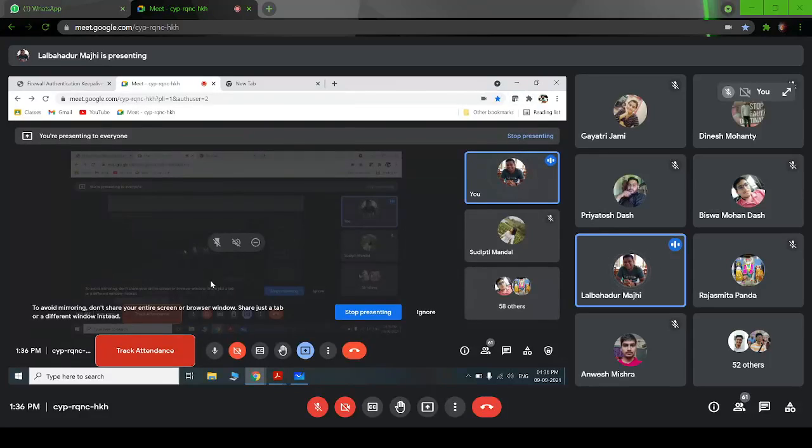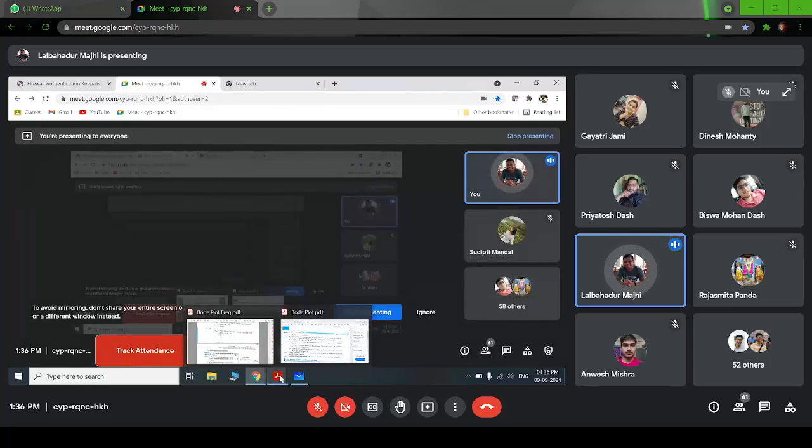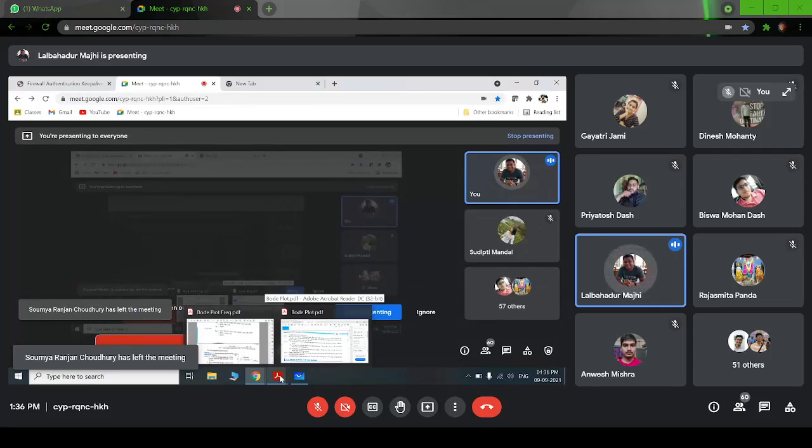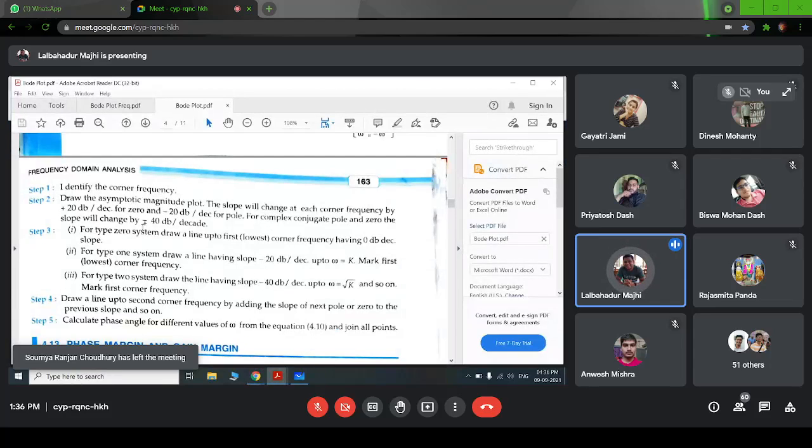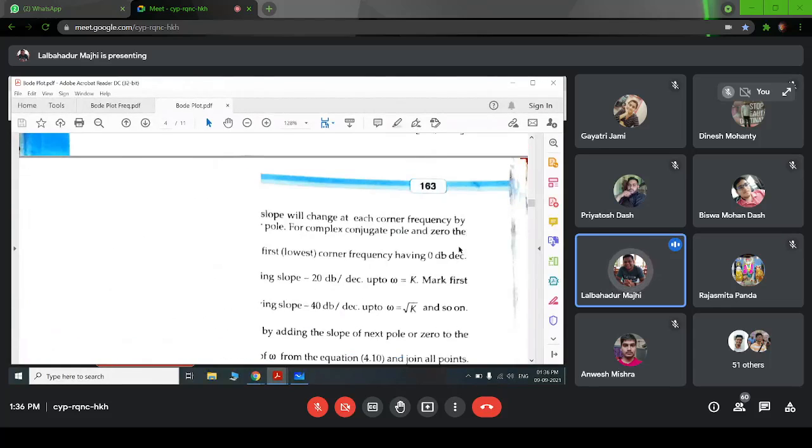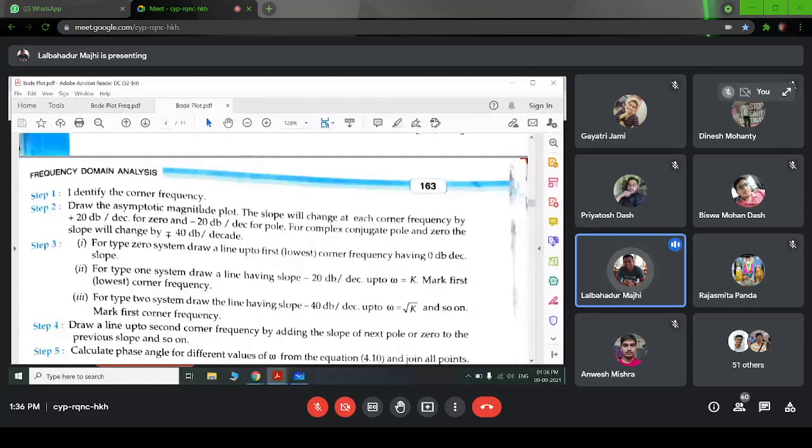We'll start again the topic Bode plot. Before going to Bode plot plotting, let's first discuss the steps that we have to follow while drawing this Bode plot. So first thing we have to do is to put s equal to j omega, right? Because we are varying the frequency omega, so we have to put s equal to j omega in our transfer function.